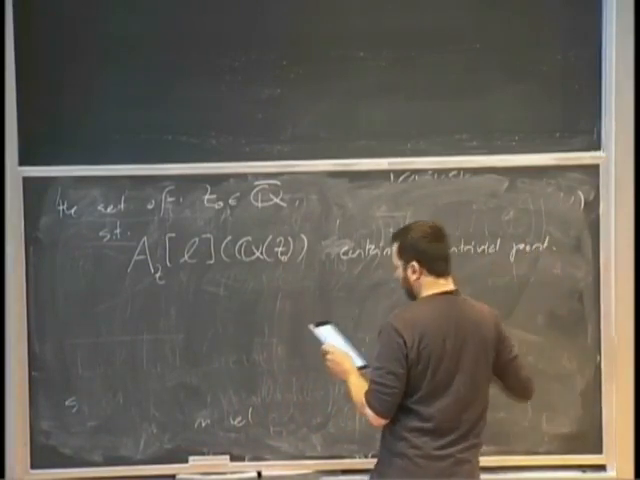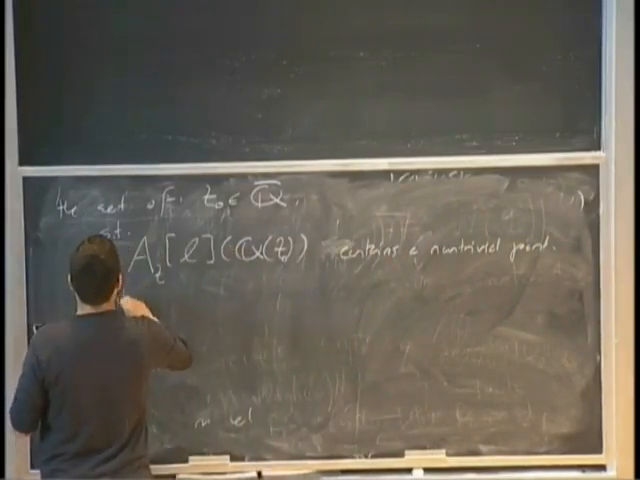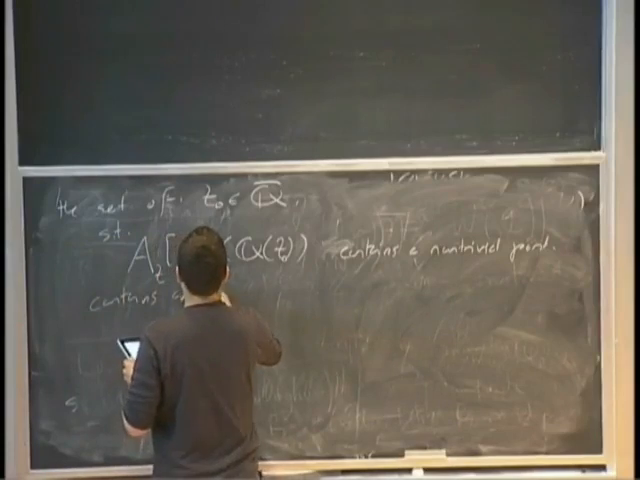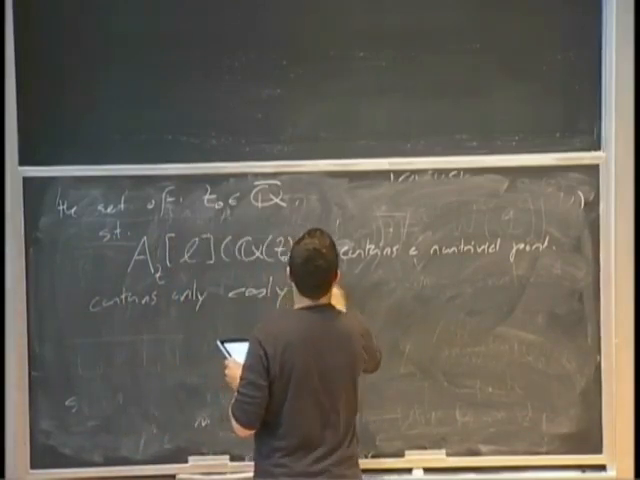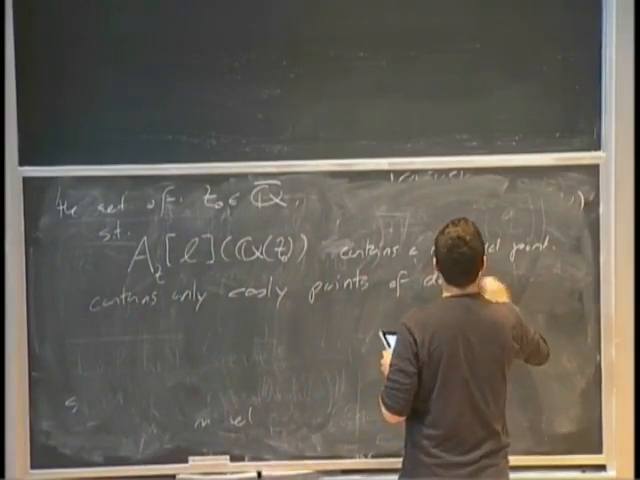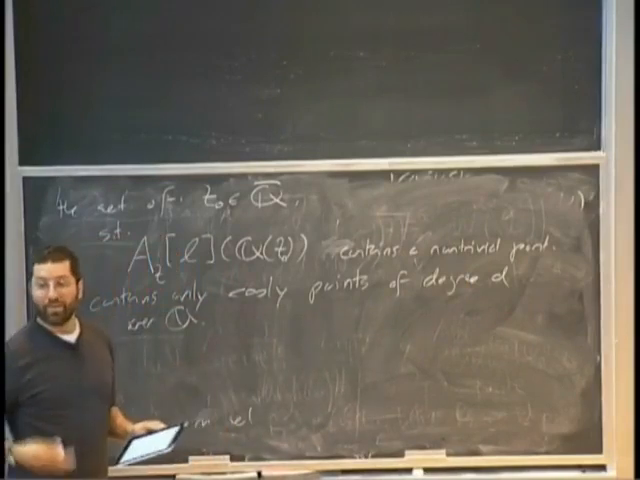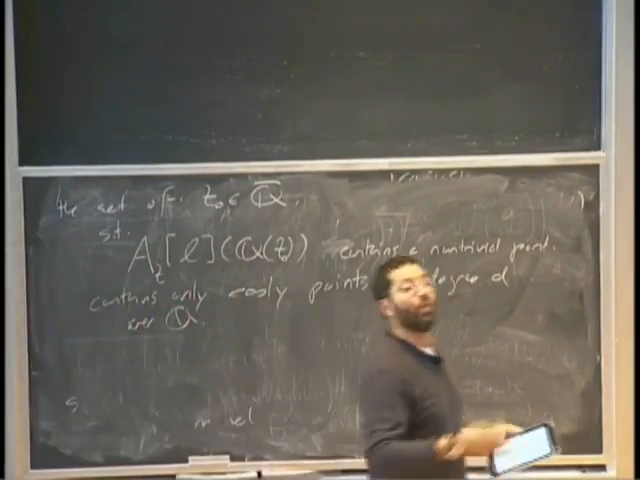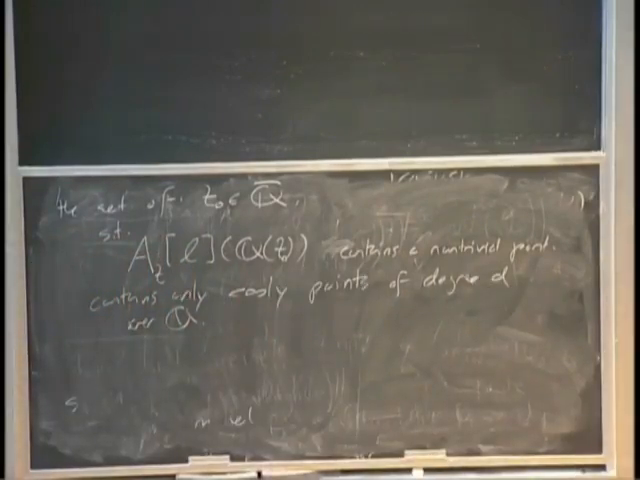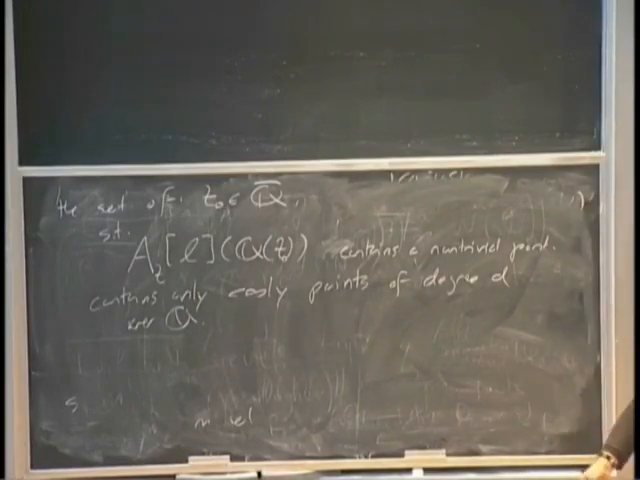And then the conclusion is that this set contains only finitely many points of degree D over Q. In other words, if I make this L big enough, I can arrange it so that there's only finitely many points over all the union of all quadratic fields that have this property of having a torsion point in this family. So something that we think should be rare actually is rare.